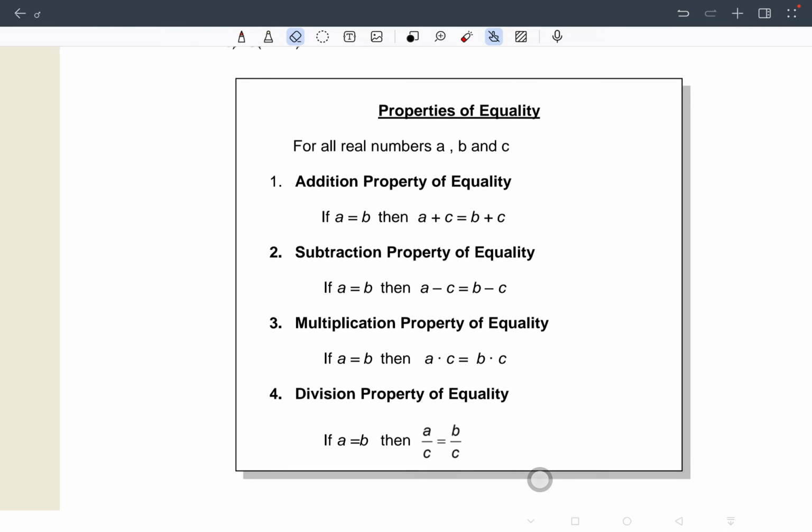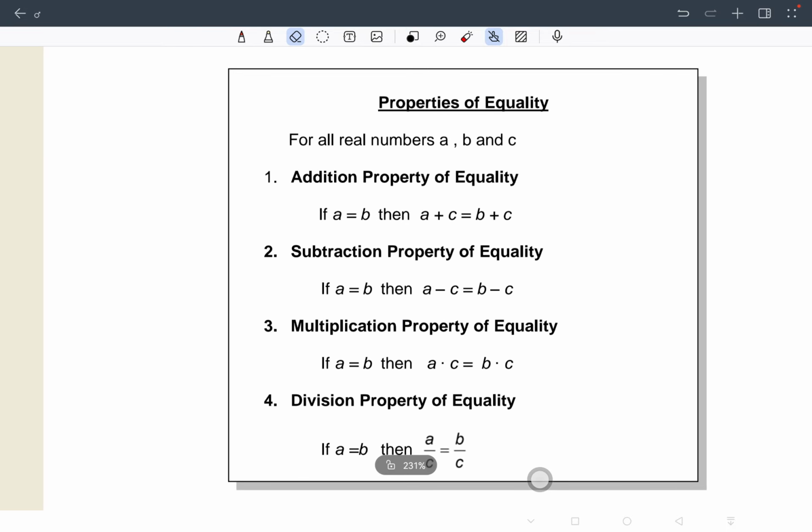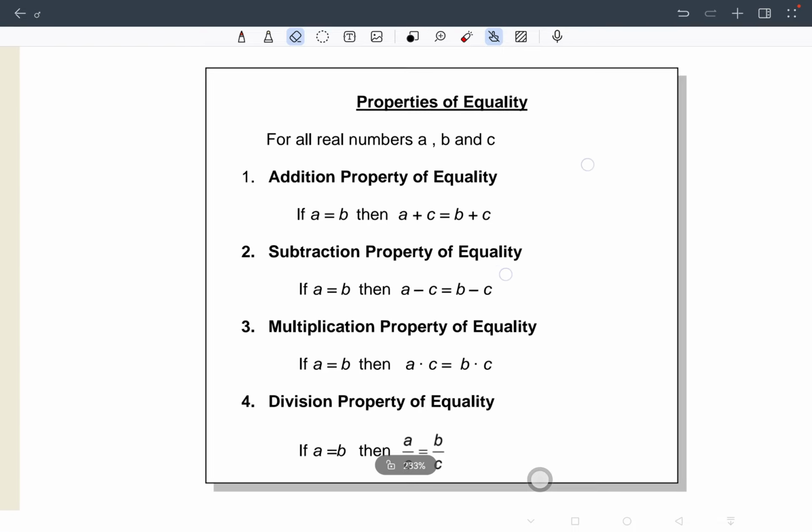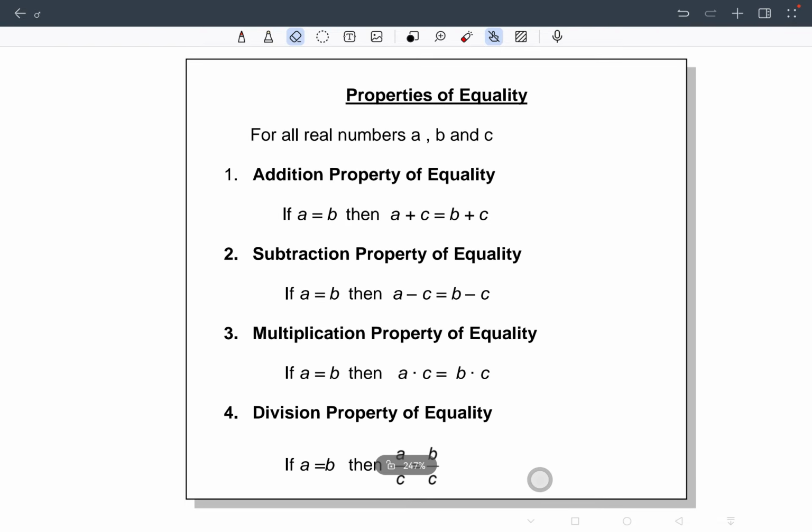So, ito naman, properties of equality. Para mas madali tayo na nakakapag-solve ng mga equations kapag may mga kailangan i-eliminate or kailangan mag-combine ng terms, better na alam ninyo itong mga properties of equality. Okay, so for all real numbers A, B, and C. So kahit anong numbers daw, represented by A, B, and C.